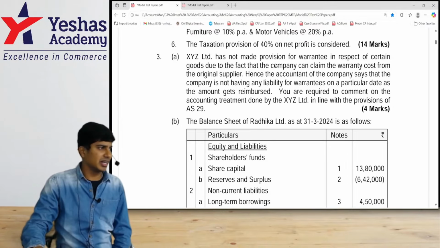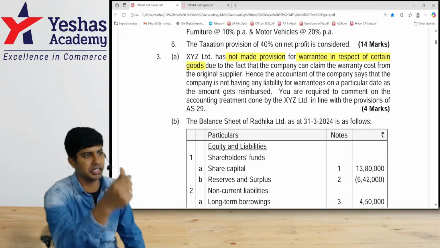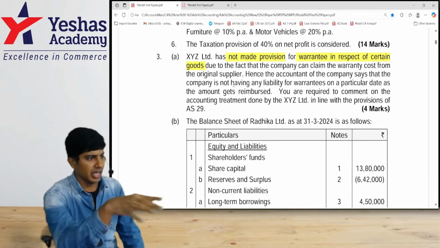That was computation based. In our May 2025 examination, if you have not done any questions based on numbers of AS 29, please revise the May 25 examination warranty based computation question. Anyway, this is a theoretical question. Let's continue reading. You have not done provision on warranty. Firstly, what do you mean by warranty?